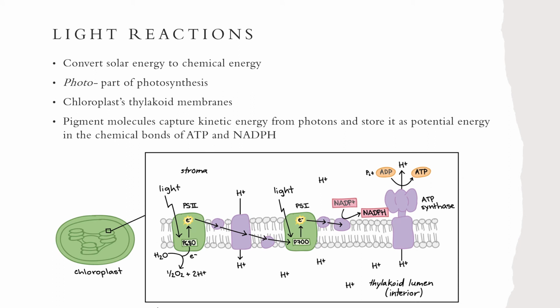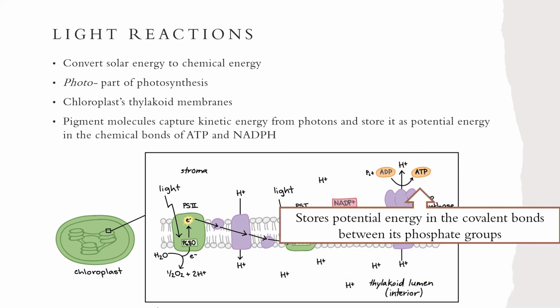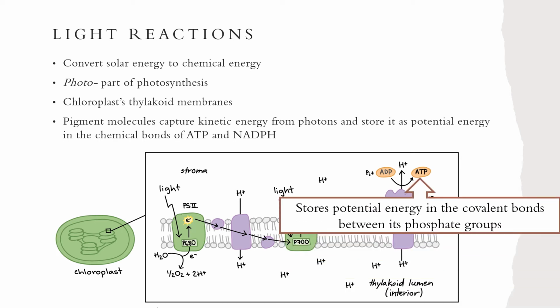Just recall your previous knowledge on ATP. Remember that ATP is a nucleotide that stores potential energy in the covalent bonds between the phosphate groups. ATP forms when a phosphate group is added to ADP, or adenosine diphosphate. When a phosphate group is added to that, it becomes ATP, adenosine triphosphate.